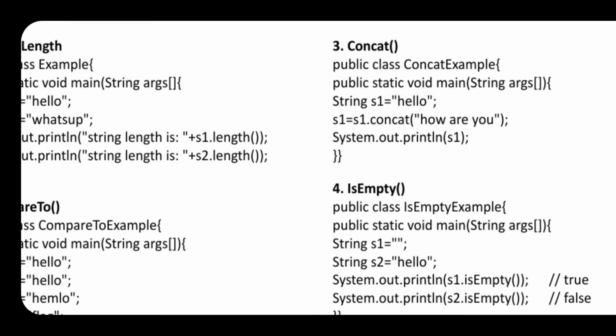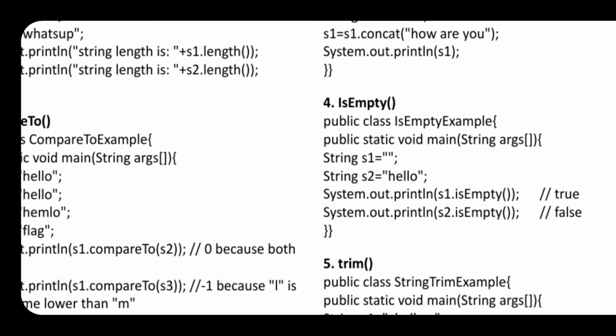So "how are you" will be appended to s1. System.out.println will display "hello, how are you". So this is going to combine two strings. s1's last character will be appended with the first character of the string you have given within the function called concat. Concat combines two different strings into one string, and it will be stored within s1 itself, because you have said s1 is equal to, so it will be stored there.